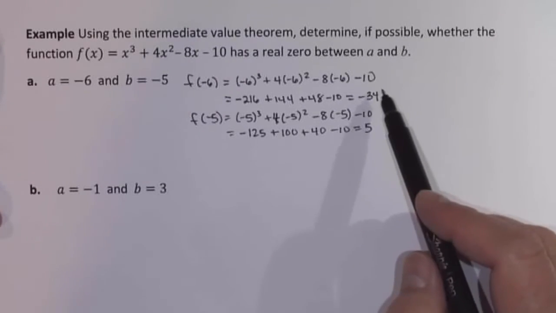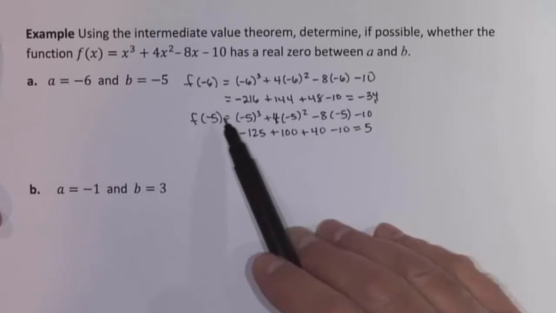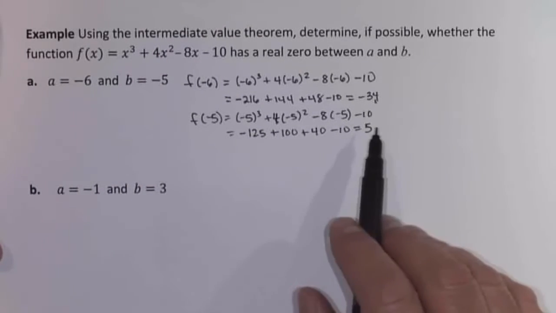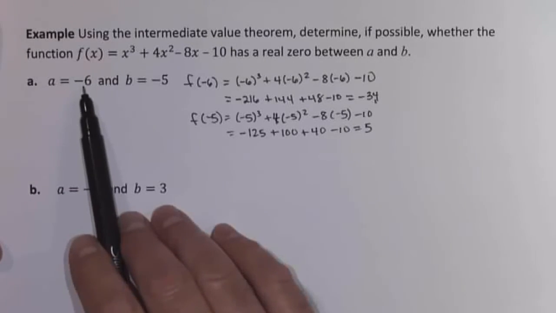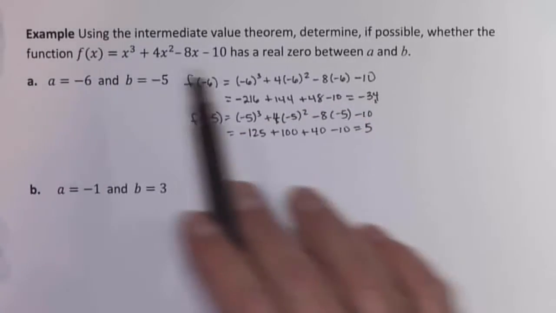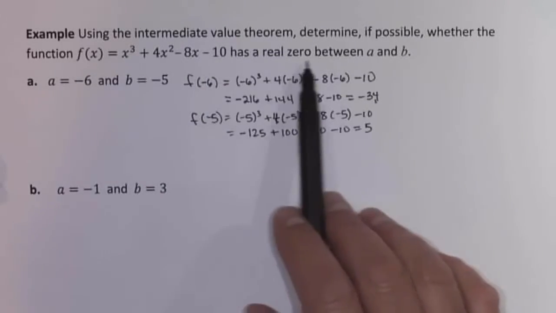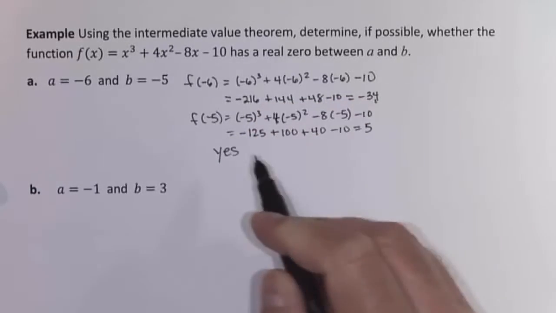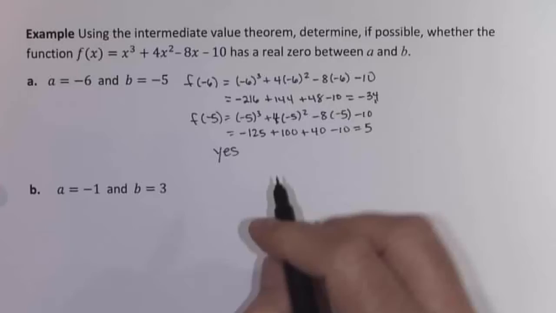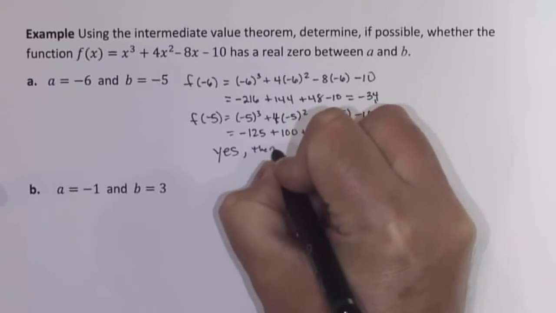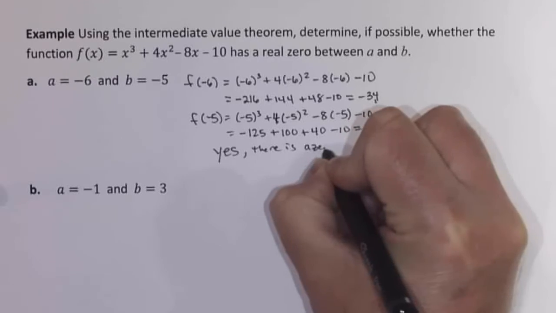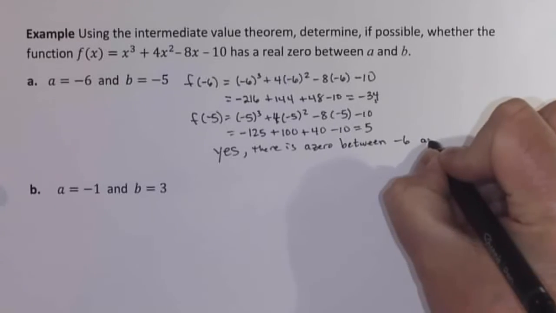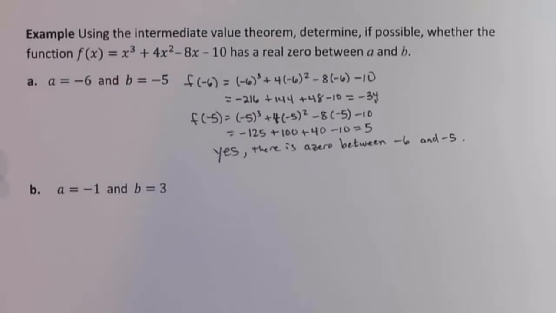So f of negative 6 is negative 34, a negative value. F of negative 5 is 5, a positive value. So that means there has to be a 0 between the values of negative 6 and negative 5. So we're supposed to determine, if possible, whether this function has a real 0 between a and b. The answer in this case is yes, there is a real 0 between negative 6 and negative 5.